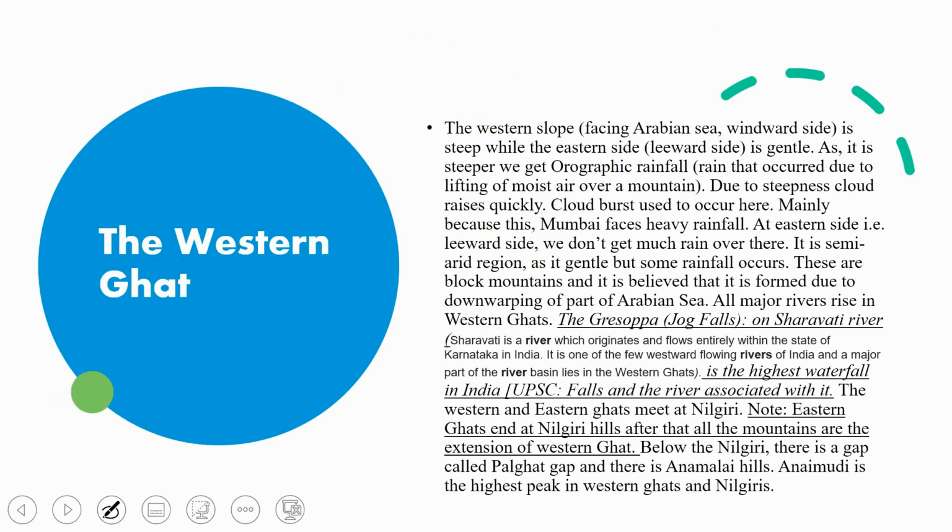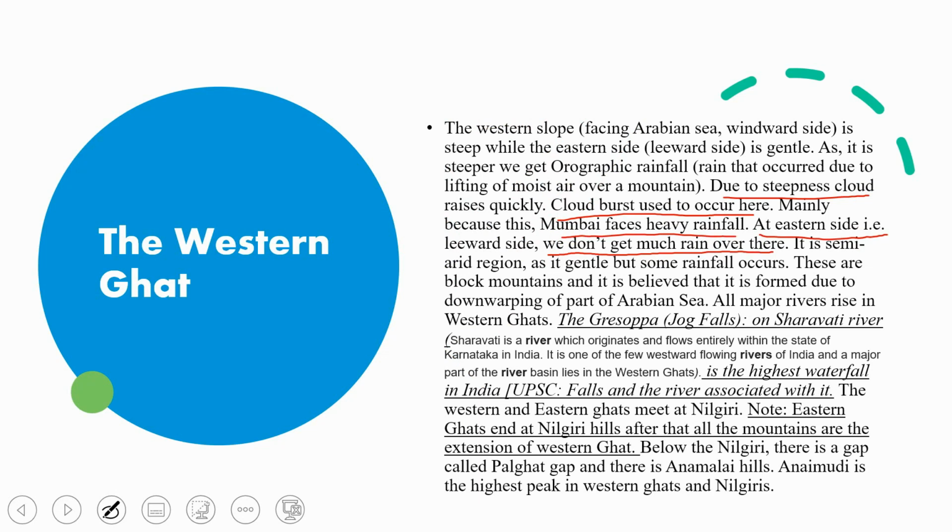So rain that occurs due to the lifting of moist air above a mountain due to steepness, with clouds rising above. Cloud burst used to occur here mainly because Mumbai faces heavy rainfall. On the eastern side, that is the leeward side, we don't get much rain over there, and it is a semi-arid region. As it is gentle but some rainfall occurs, these are block mountains, and it is believed that they formed due to down warping of part of the Arabian Sea.